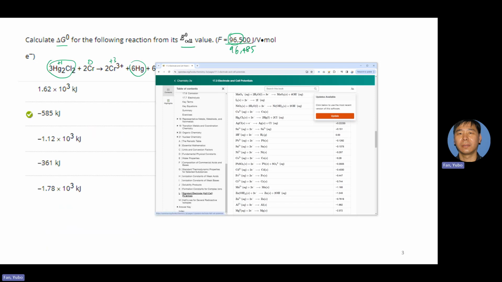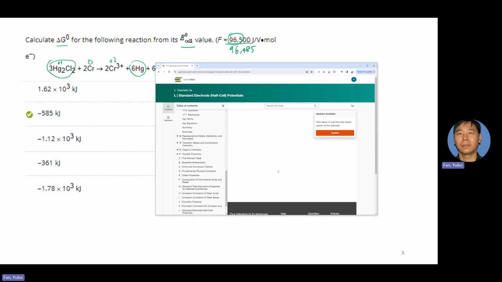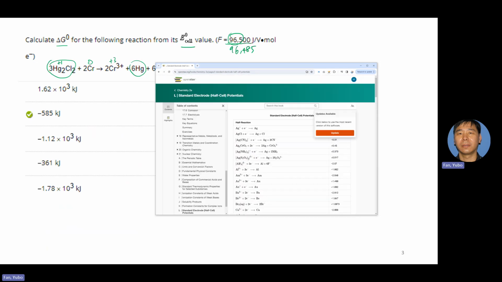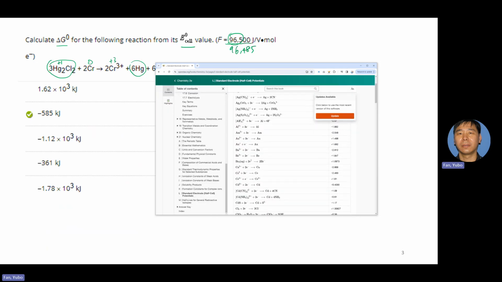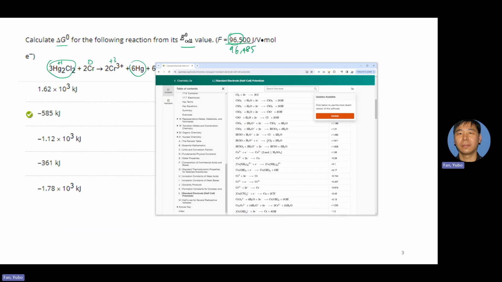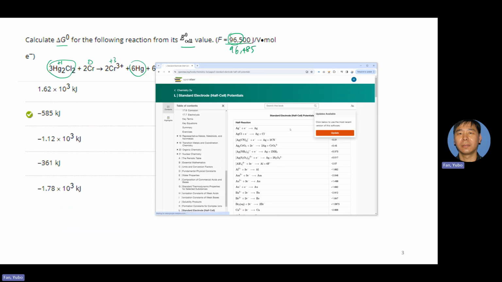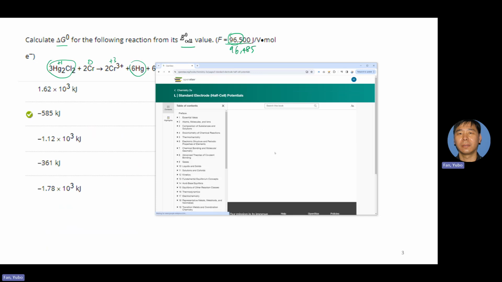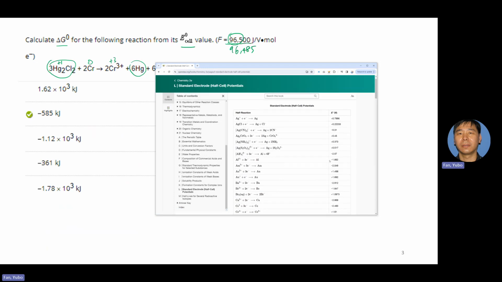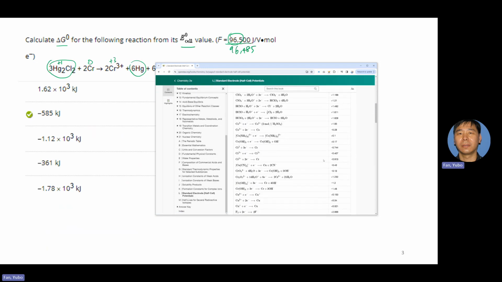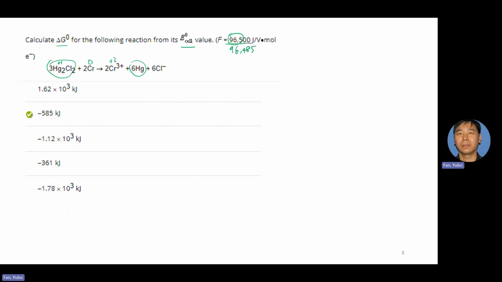So you see in the appendix here, you can also find it, but this is alphabetically ordered, so it's easier to find here. Okay, so I think for this table you can try to print it out and use it for exams. This table is allowed to be used for exams. Now we got the potentials.